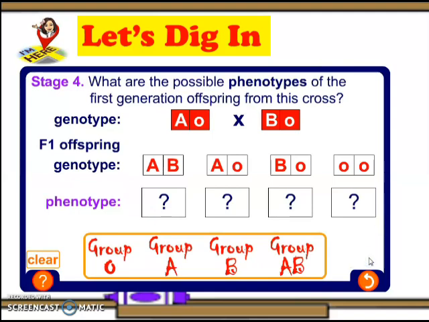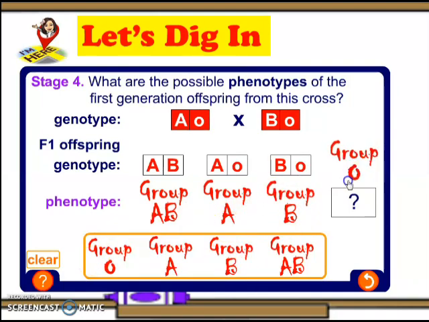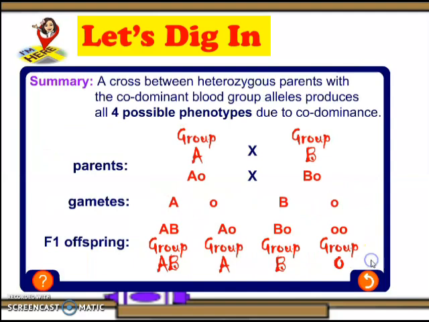Stage 4. What are the possible phenotypes of the first generation offspring from this cross? Group AB, Group A, Group B, and Group O. A cross between heterozygous parents with the codominant blood group alleles produces all 4 possible phenotypes due to codominance.